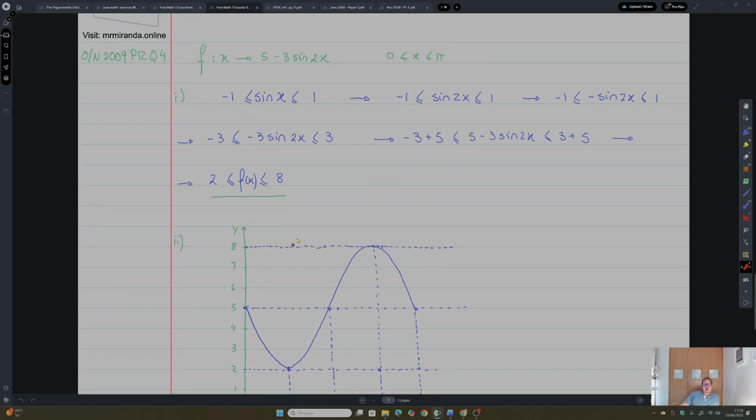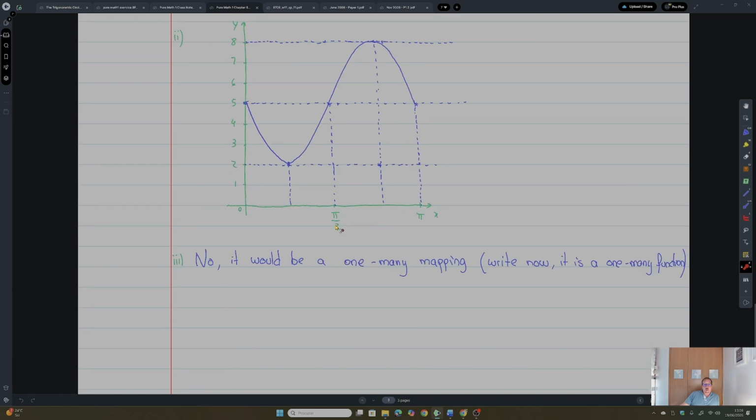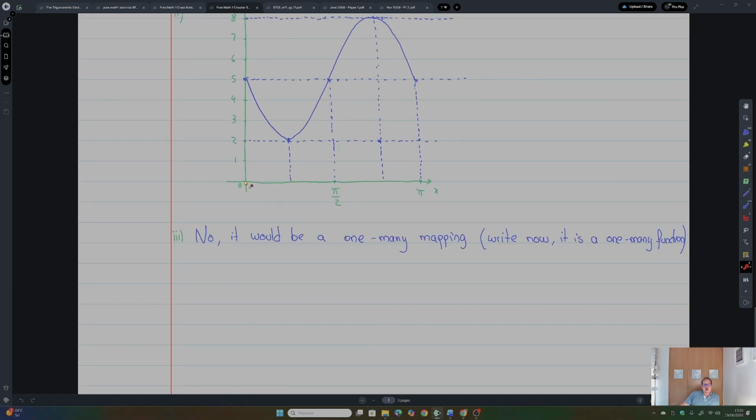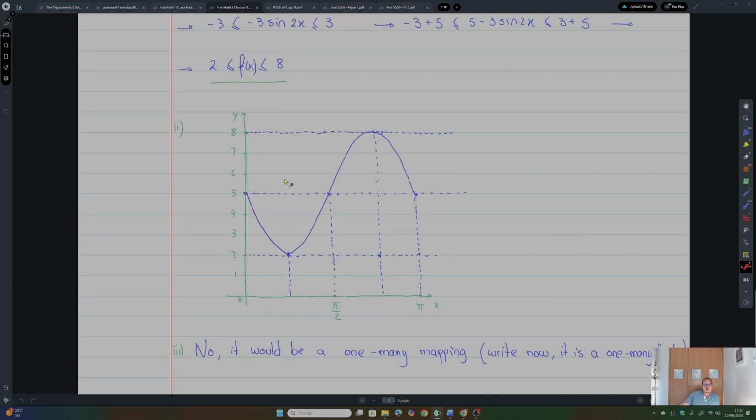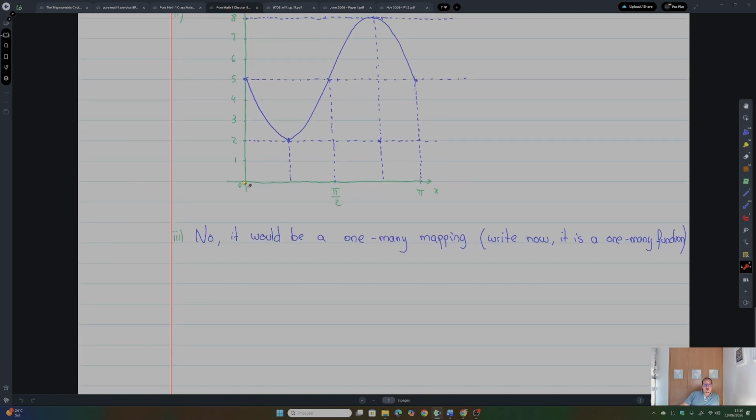Then you multiply the whole thing by minus 3. So this value that used to be 1 is now going to be minus 1 times minus 3, which is minus 3. And this value that used to be minus 1 is now going to be 3. So you have now something like this.